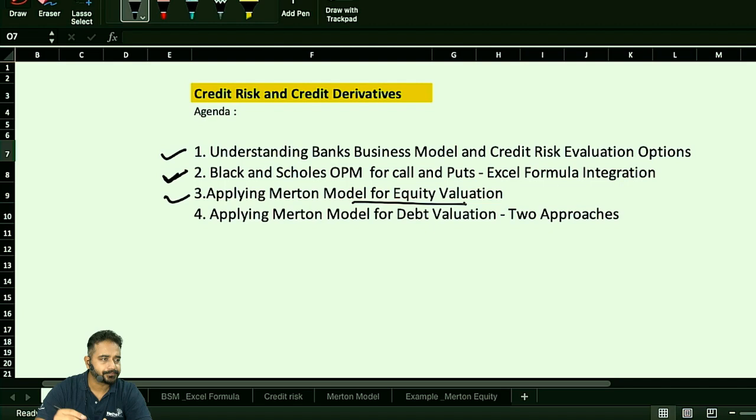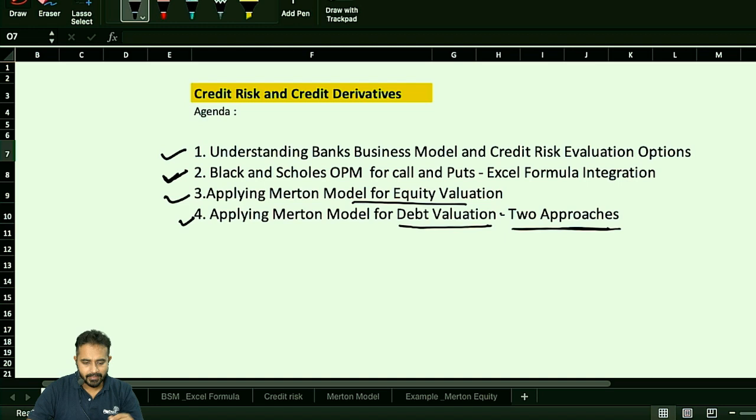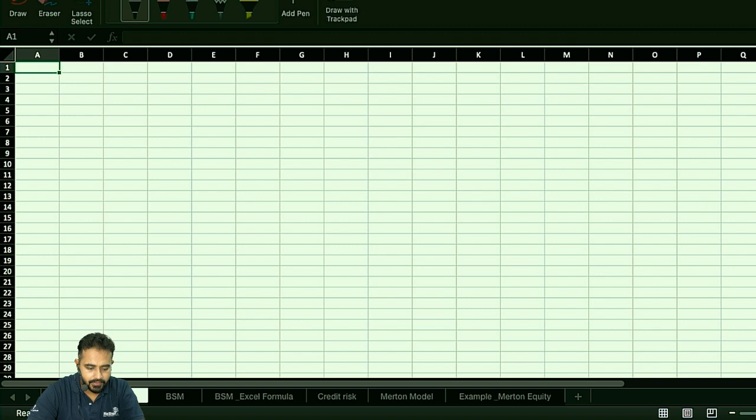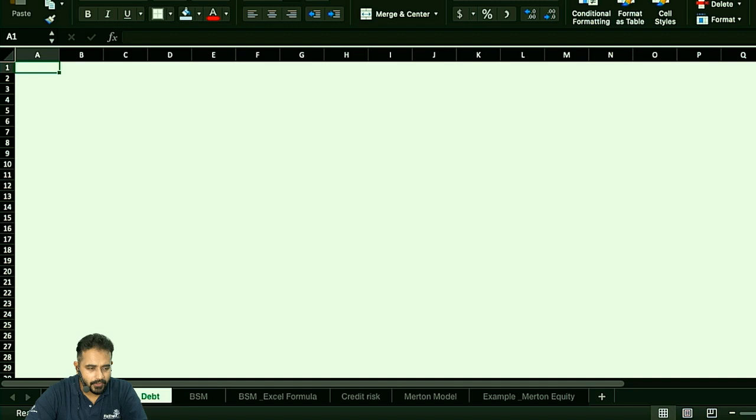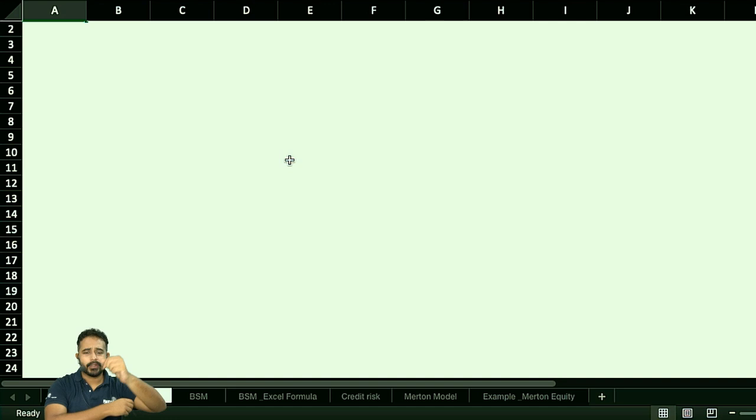And now in the final leg, we will go to application of Merton model for the debt valuation. Okay, and there are two separate approaches, and we would look at each of those approaches. So let's get started. First we'll do the logic, then we'll start doing the mathematics. So, Merton model for debt. All right, so again, it should take you about 5 to 10 minutes to get hold of this concept. Of course, it's going to be a little tricky, so you need to be alert.